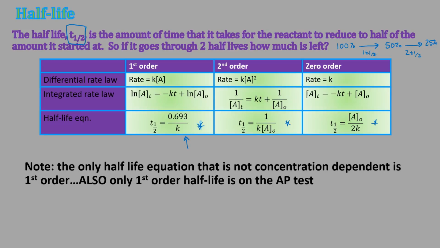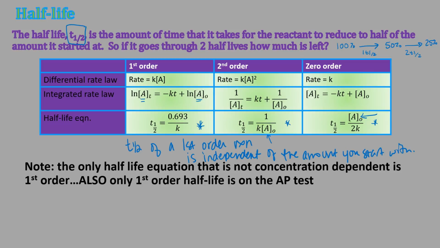But if you look at this half-life equation, it's the only one that doesn't have the concentration of A in it, right? So that means the half-life is completely independent of the concentration of A for first-order reactions. Here it matters how much you start with. Here it matters how much you start with. But the half-life of a first-order reaction is independent of the amount you start with. The only half-life equation that is not concentration dependent is first order. So for everything else, the amount that you start with determines how long the half-life is.